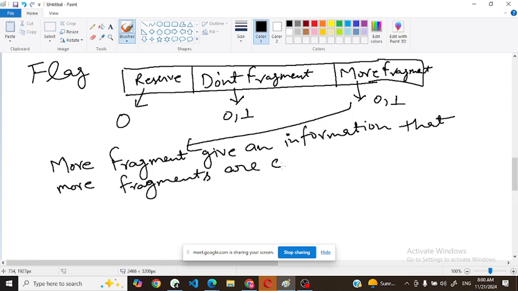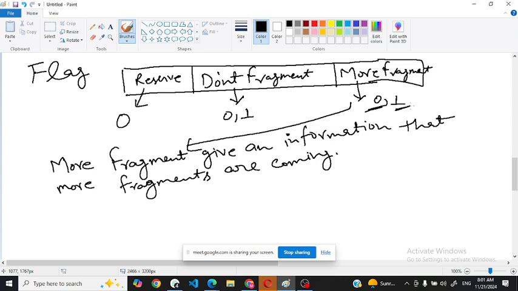More fragments are coming. More fragment gives the information that more fragments are coming. If it is 0, then it means no fragment is coming. If it is 1, then it means other fragments are coming. They are on the path. Is it clear?